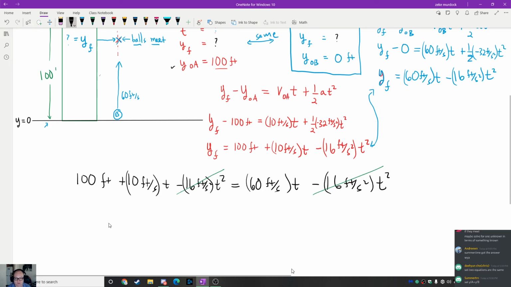So we end up with a pretty simple equation that we can solve, which is, let's get all the terms on the same side with each other. So the left-hand side, we'll just leave 100 feet right here. And on the right-hand side, we'll group some terms. We have 60 feet t minus 10 feet t, so that's going to be 50 t. And that means that t is equal to 2 seconds.